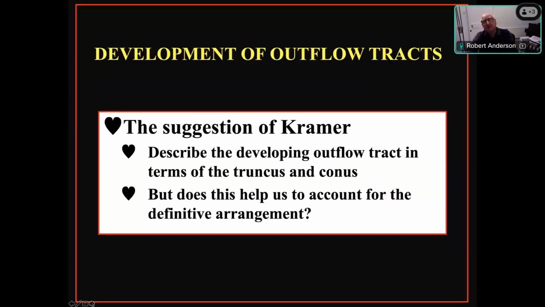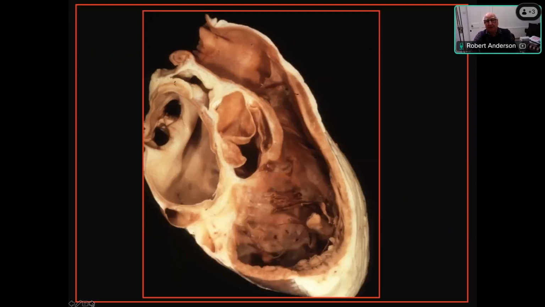So does considering development in terms of truncus and conus help in appreciating the definitive arrangement? And I'd like to suggest to you that that in fact is not the case, and we can now give you a much better means of understanding the development of the outflow tracts. And to do that, I'd like to go back and look at the anatomy of the postnatal outflow tracts, specifically in this picture, the outflow tract of the developing right ventricle.